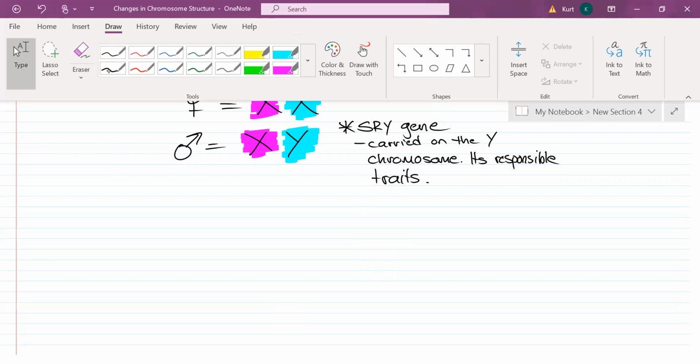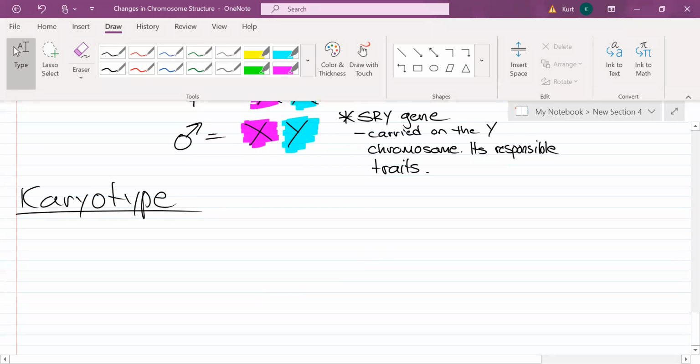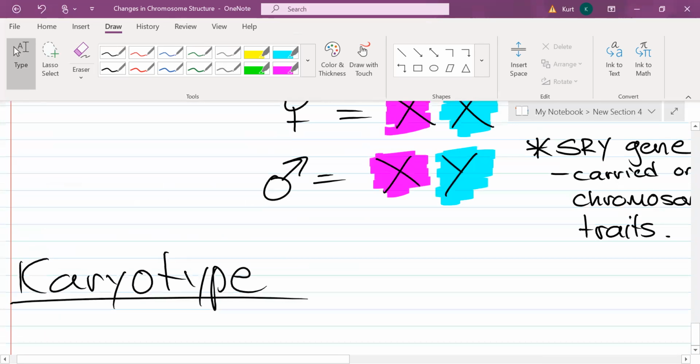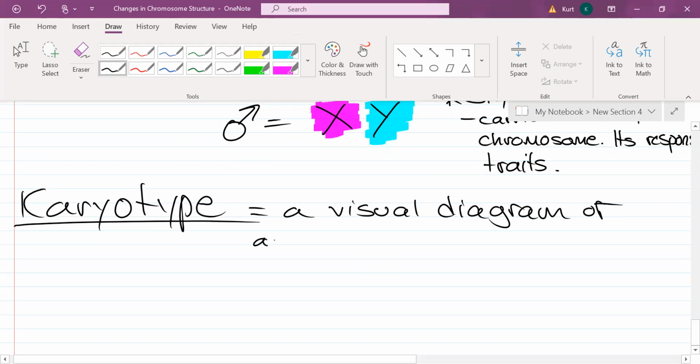All right. We have 5 minutes left. Let's get into some conditions, shall we? The next thing is a karyotype. Now, this will probably be the last thing we do. We won't get to the conditions today. We'll get to them tomorrow. We have plenty of time tomorrow. A karyotype is a visual diagram of an individual's chromosomes.